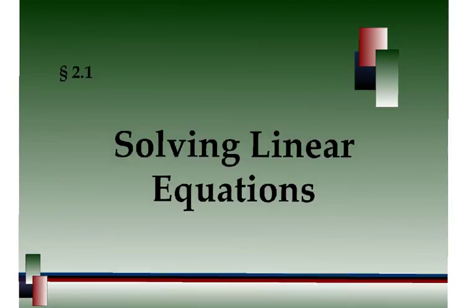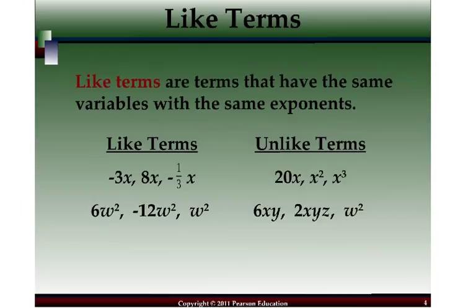So, solving linear equations. It starts us out here with some basic things that we should know from our previous algebra classes, like putting together like terms. What are like terms and what are unlike terms? And it shows us here in this area that these are like terms: negative 3x, 8x, and negative 1/3 x.